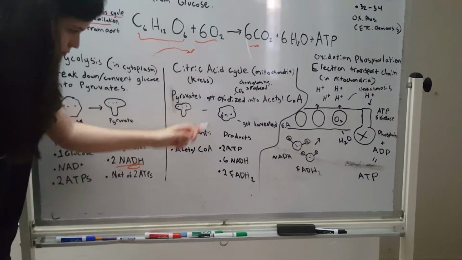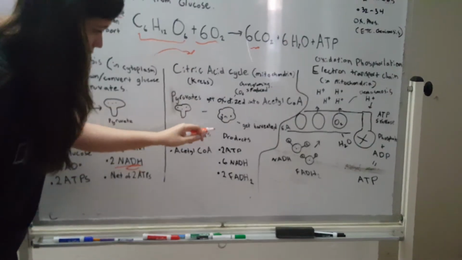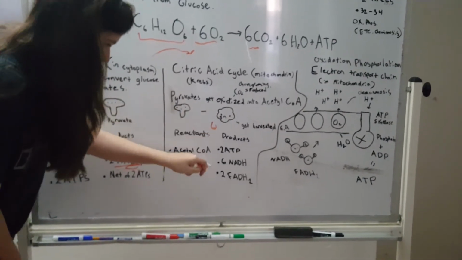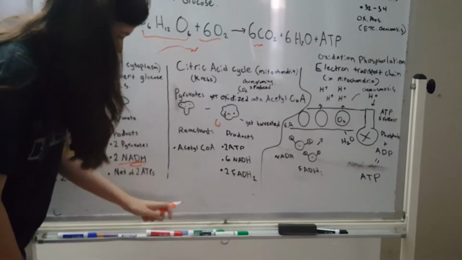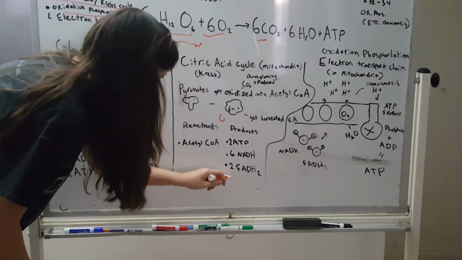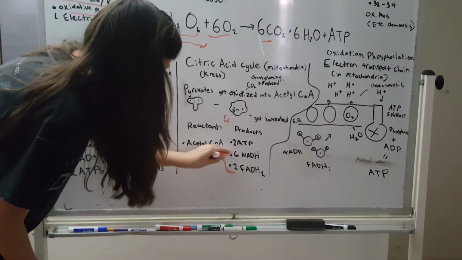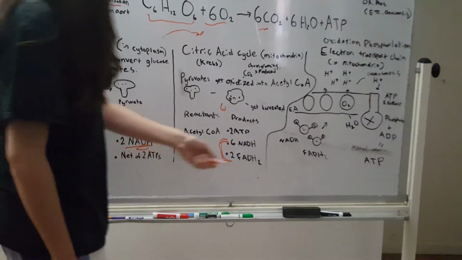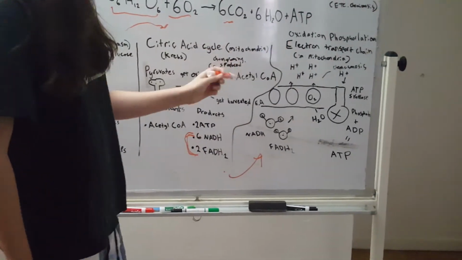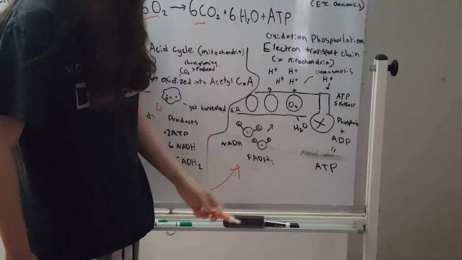So acetyl-CoA gets harvested and broken down into our outputs, our products, which is 2 ATP, 6 NADHs, and 2 FADH2s. Now, we can talk about these guys. What are they? They're electron carriers, and they're helpful for the next step, oxidative phosphorylation.